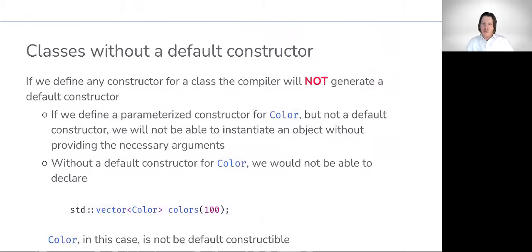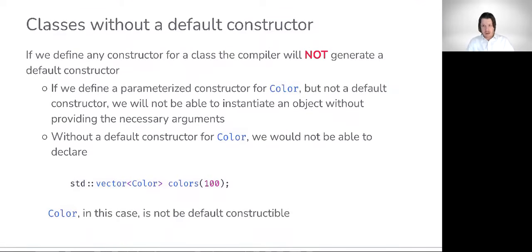So one other thing to be aware of is classes without a default constructor. The second that we define any sort of parameterized constructor, the default constructor that the compiler once gave us is no longer given to us. So if we define any constructor for a class, the compiler will not generate a default constructor for us, meaning we'd have to go about and write one.